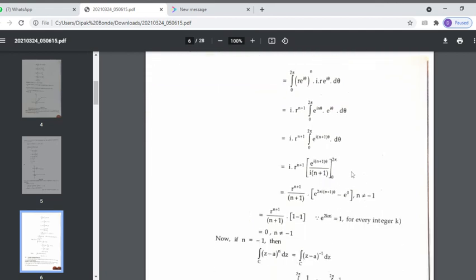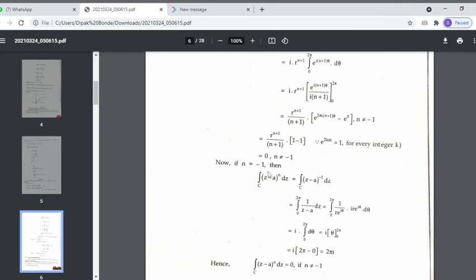Put θ = 2π here, so we get e^(2πi(n+1)) minus e raised to 0, and e raised to 0 is 1. And e^(2kπi) is nothing but 1, so this is 1, this is 1, so 1 - 1 is 0. So it becomes 0.